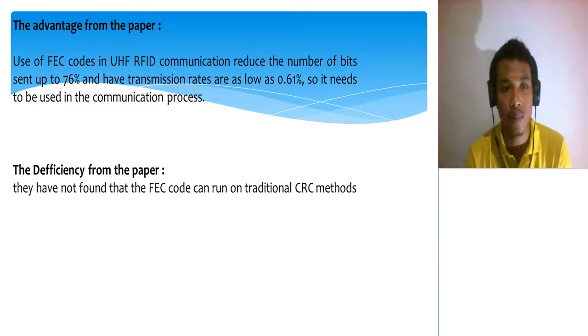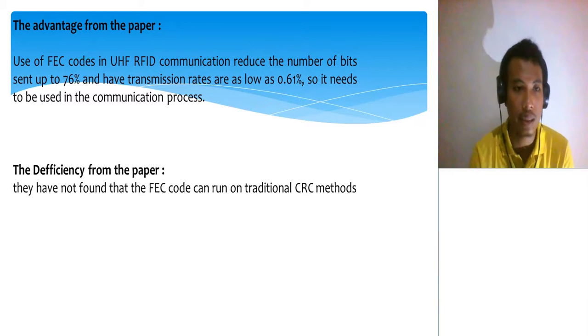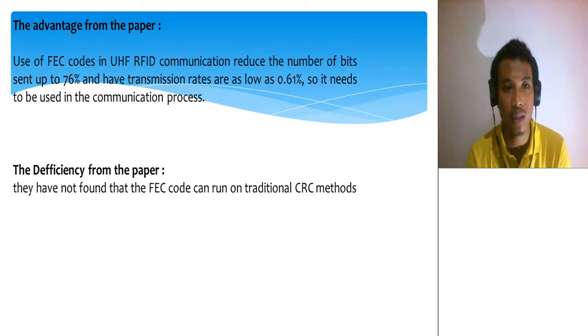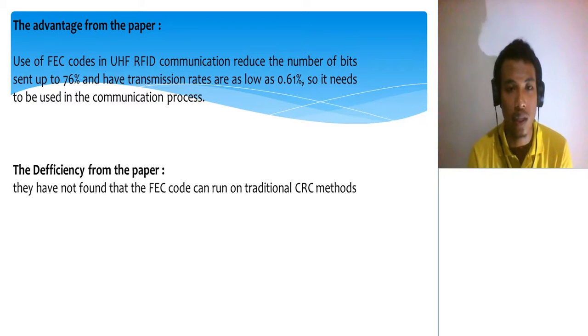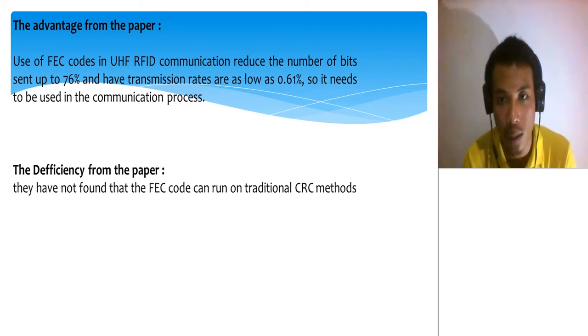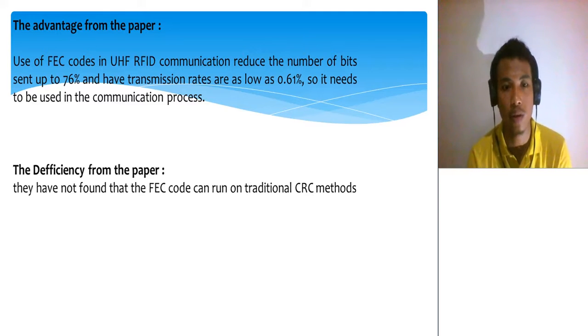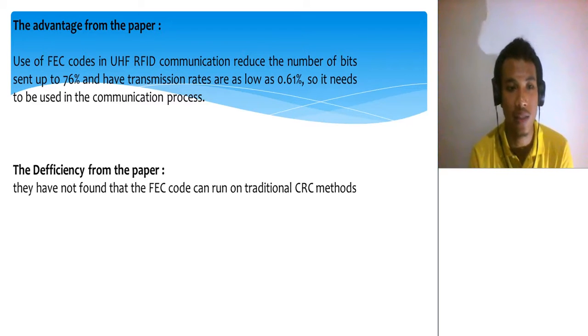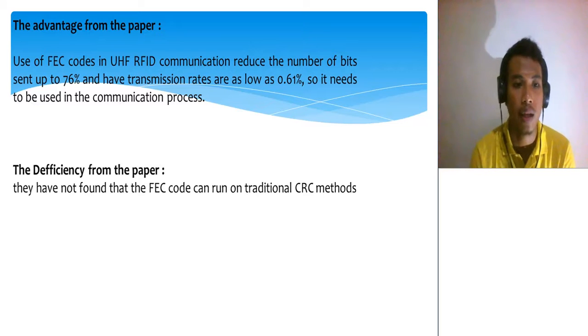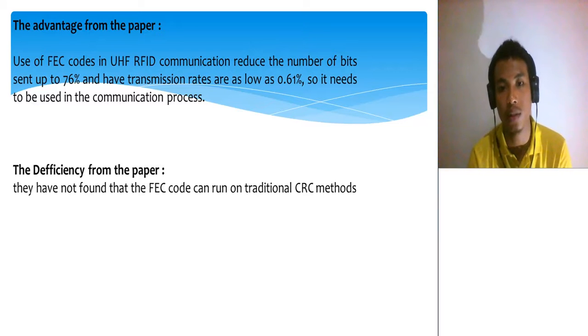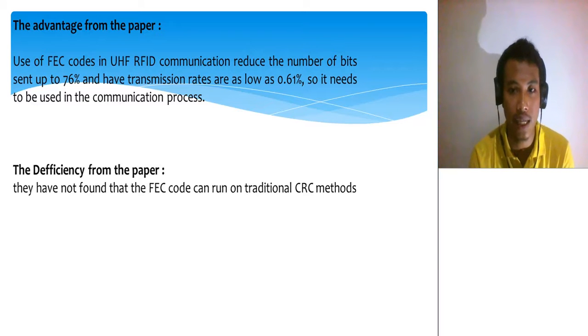The advantage of the paper is that the use of FEC codes in ultra-high frequency RFID communication can reduce the number of bits sent up to 76% and have transmission rates as low as 0.61%. So it needs to be used in the communication process. And the deficiency of the paper is that they have not found that the FEC code can run on traditional CRC methods.